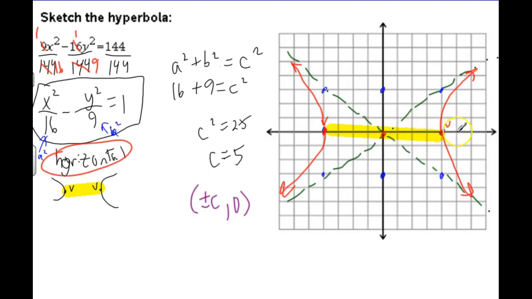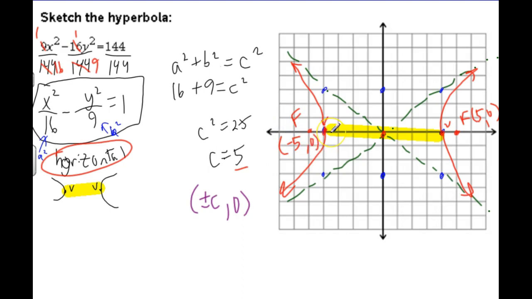1, 2, 3, 4, 5. 5 units away because c is 5. That's going to be our focus point at the ordered pair 5 comma 0. Again, you could have just used the formula there. 5 units to the left of this center would be the other focus point at negative 5 comma 0.